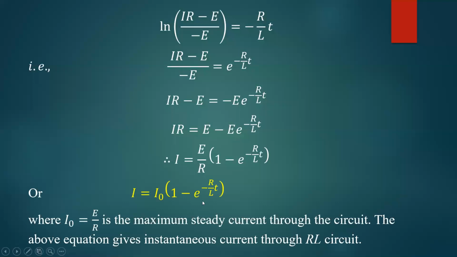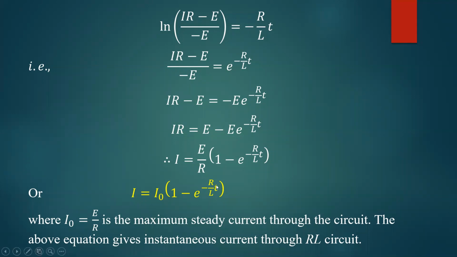The above equation gives you the instantaneous current through the RL circuit, which is given by I is equal to I naught into 1 minus e to the power minus R by L into T. So this is the equation representing the instantaneous value of current. When T is 0, see what happens: e to the power 0 is 1, 1 minus 1 is 0. So I will be 0. So that is the initial condition.